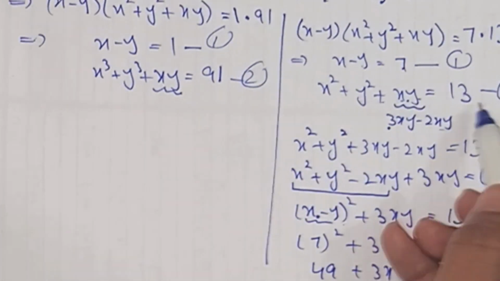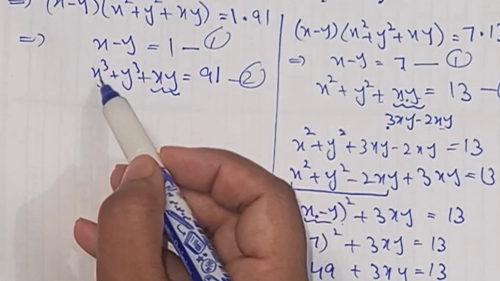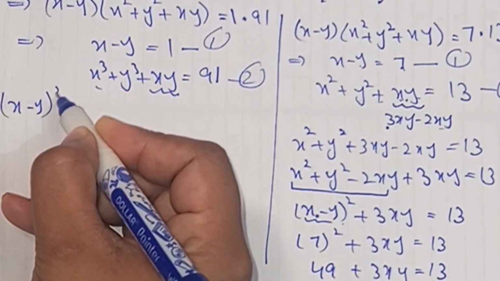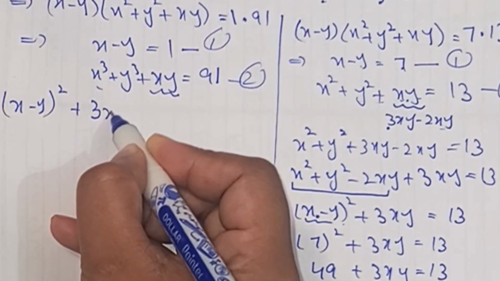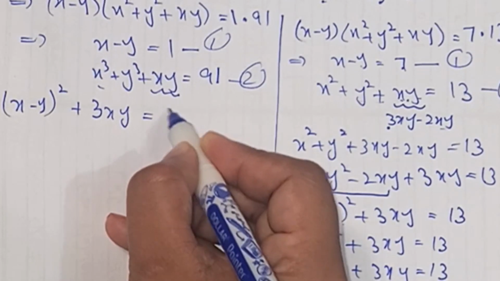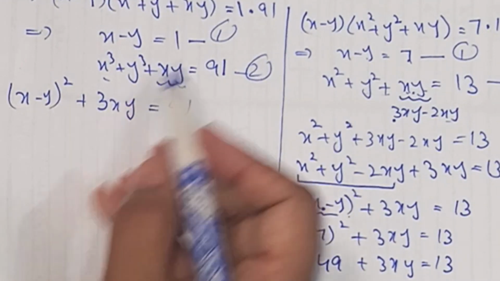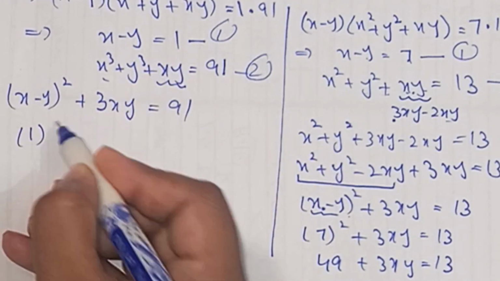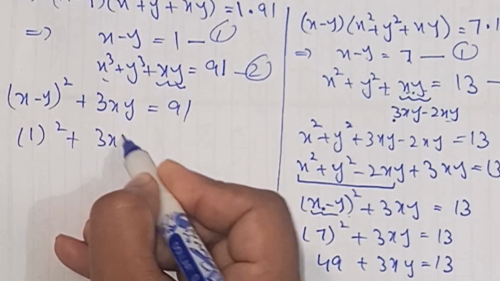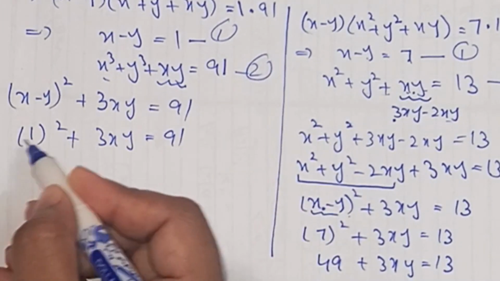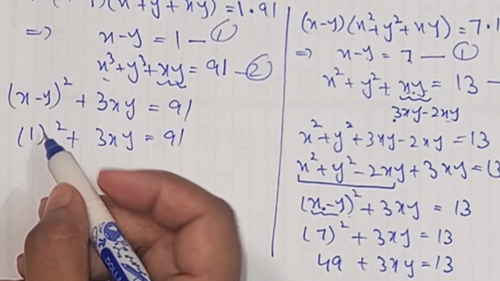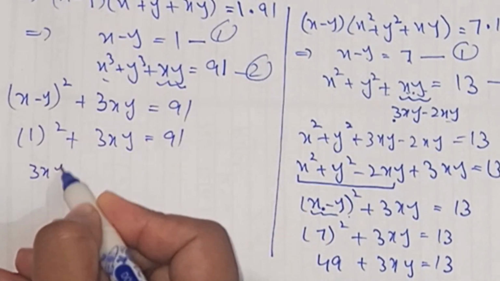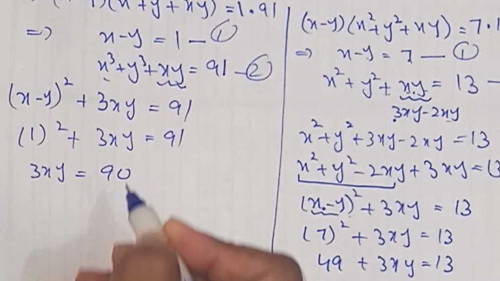Look at equation number 2. Similarly, we solve this part. So the left hand side will become (x - y) whole square plus 3 times the product of xy, is equal to 91. Now look at equation number 1: x minus y is equal to 1. So this will become 1 square plus 3 times xy is equal to 91. So 1 square is 1. And in the next step, if we subtract this 1 on both sides, this will become 3 times the product of xy is equal to 90.